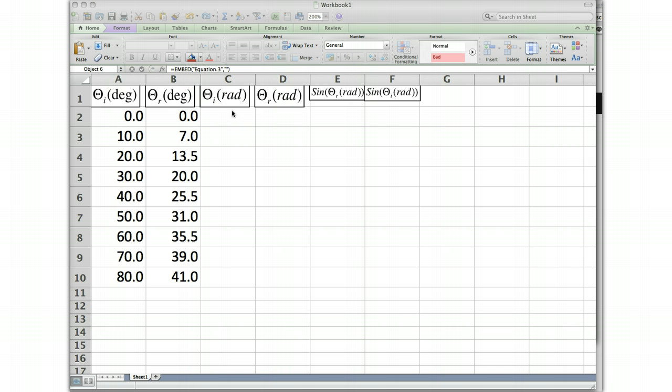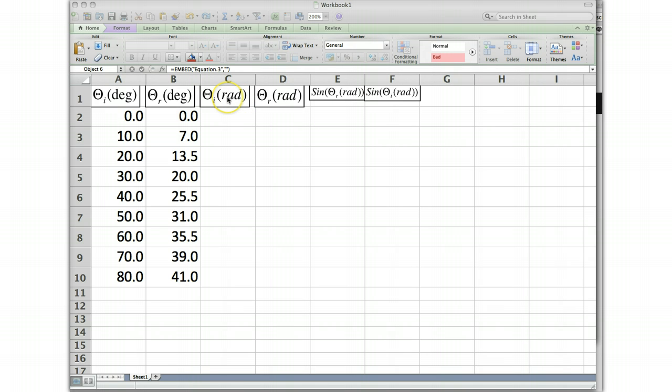Now you might remember from Physics 111 that in physics, especially when you're talking about rotation, using radians rather than degrees is preferable. It also turns out that Excel calculates in radians rather than degrees, so we're going to need to convert our degree measurements into radians, and I'll show you how to do that in a moment.